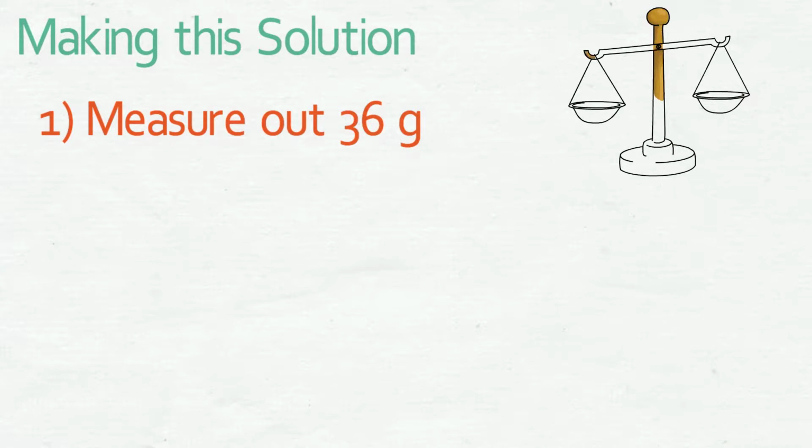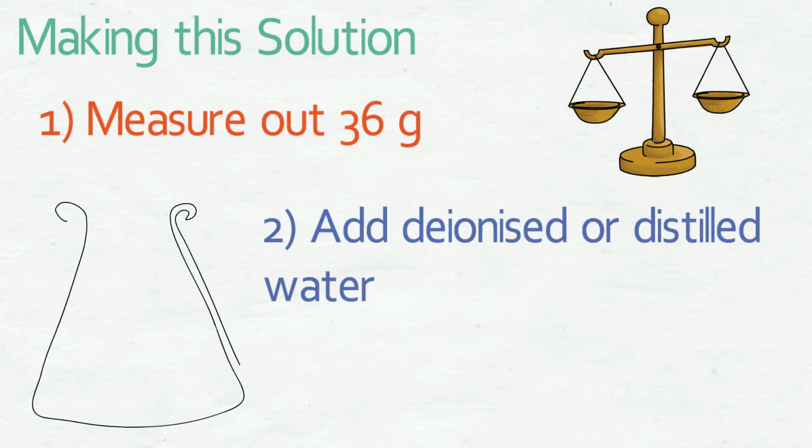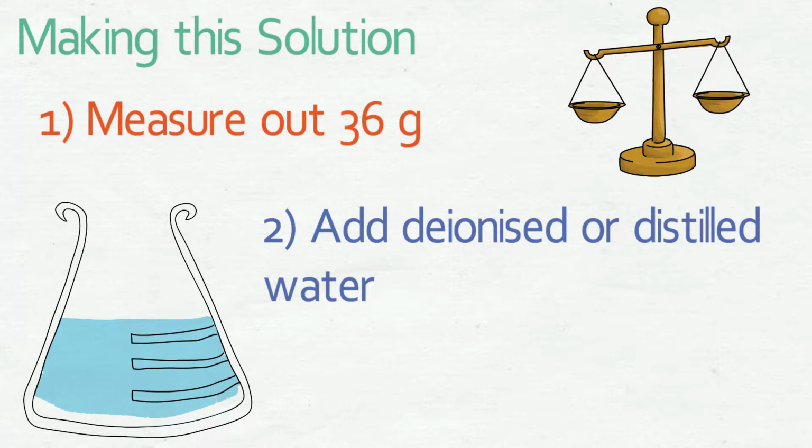We now need to make the solution, and here are the steps. The first step is to place a beaker on some scales and reset the scales to 0. We then add the correct mass of the solute, which is 36 grams. The next step is to add deionized or distilled water. Deionized water is water that has had all of the mineral ions removed. Distilled water is water that has been evaporated and condensed in order to purify it.